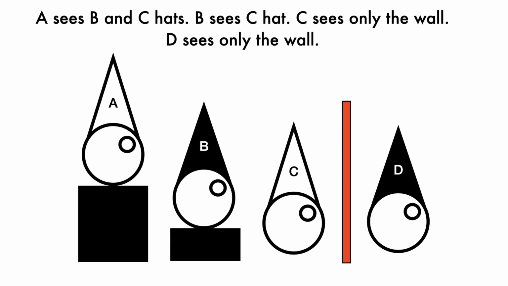To make it more interesting, three prisoners stand in a line facing a brick wall. The prisoner at the back, say A, stands on a box and can see both of the prisoners in front of him, say B and C. Prisoner B stands on a smaller box and can only see prisoner C, who in turn can only see the wall. The fourth prisoner D stands on the other side of the wall and can see nothing of the other prisoners nor his own hat.